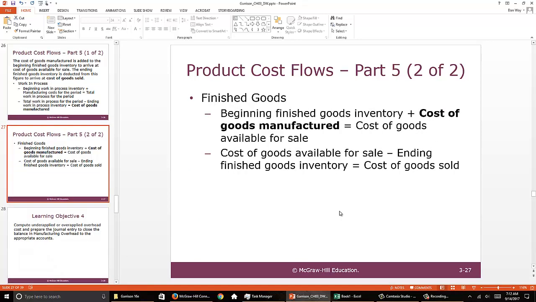Again, same thing for our finished goods reconciliation when it comes to coming up with cost of goods sold. What did we start with that was done and ready to sell? What did we add to it in terms of what we finished this period? The sum of those is our cost of goods available for sale. If we deduct what was left over, right, that was finished but not sold at the end of the period, the difference is what we must have sold in the current period.